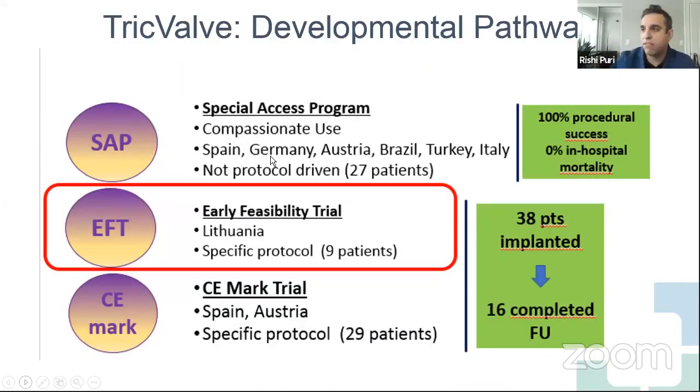When we look at the TricValve developmental pathway, it really has been quite impressive, and this is actually evolving. This started off with a special access program that is burgeoning around the world now, but really the protocol-driven studies are the ones that I'm going to focus on today in terms of summarizing some of the results. The first in man or early feasibility study included 9 patients, and this was the TRICUS study. And the CE mark trial, which is undergoing patient follow-up, was conducted in Spain and Austria, and I'll also share some of these data with you.